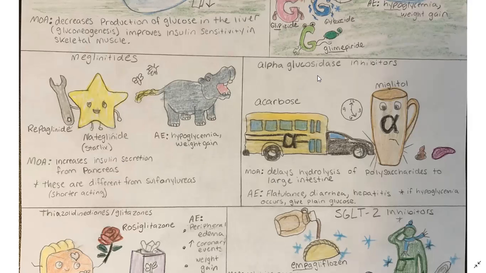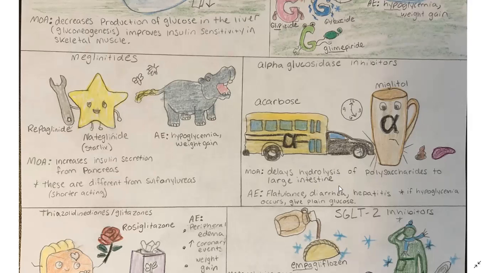Next, we'll move on to the alpha glucosidase inhibitors. So the drugs in this category are acarbose, or a car bus, and then miglitol, or a tall mug. The mechanism of action of this is that it delays hydrolysis of polysaccharides to the large intestines. So think about the mug. You drink things, you eat food out of mugs. And if this car bus was to crash into it, it would delay you from getting that food into your stomach. It would delay the hydrolysis of polysaccharides in your large intestine.